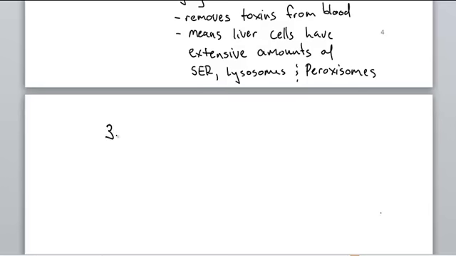Another function of the liver is actually storage. So it stores glycogen, which is a medium-term energy store.